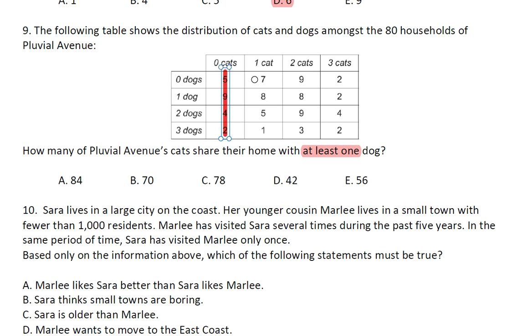Now, 1 cat with 0 dogs, we don't need that. 2 cats with 0 dogs, we don't need that. 3 cats with 0 dogs, we don't need that. That means we have to count all of these ones, right? I'll just draw around it. All right, actually that's a bit messy. I'll try and keep it, yeah, all the way around there.